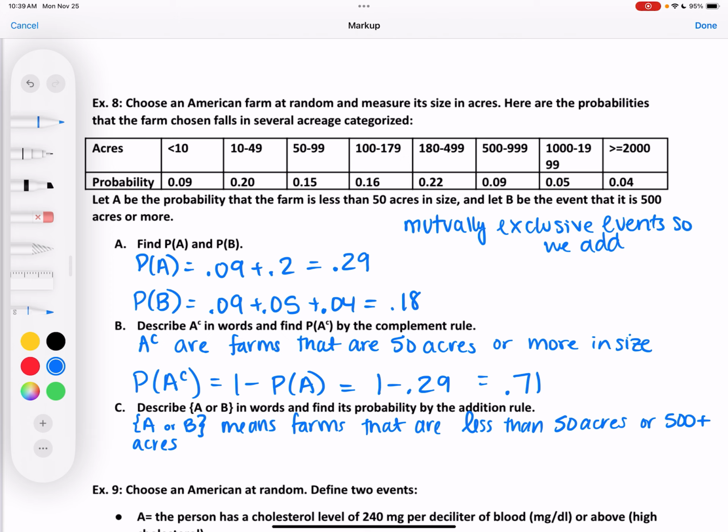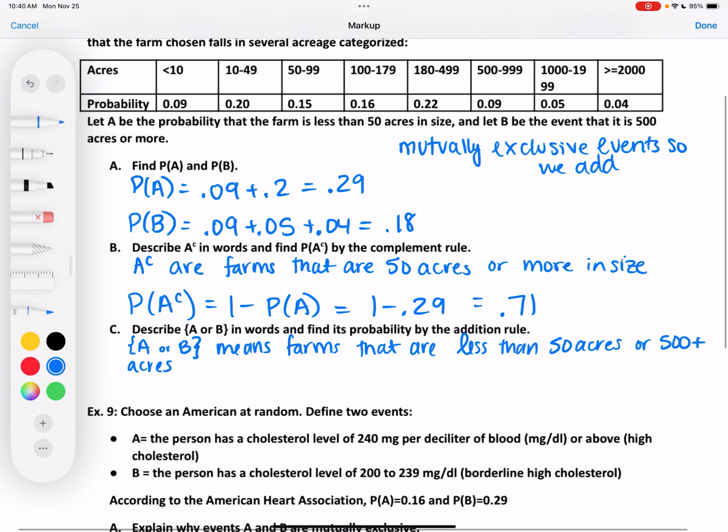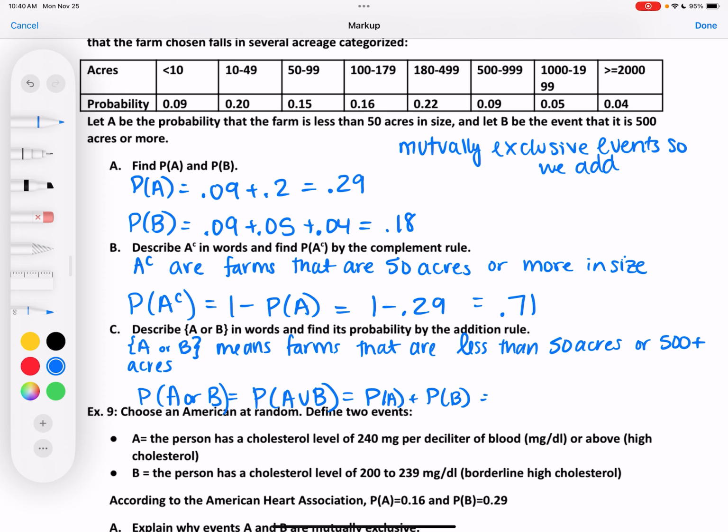So mathematically, when we do this, this is an addition rule with or. They are mutually exclusive, so there's no overlap is what that means. It's not possible for a farm to be less than 50 acres and also more than 500 acres. So the probability of A or B, which we could also write as the probability of A union B, just as a reminder, is the probability of A plus the probability of B. Probability of A is 0.29 plus B is 0.18, which is 0.47.